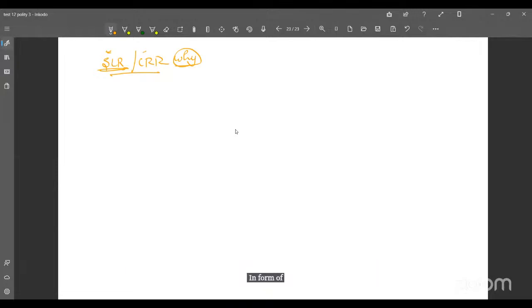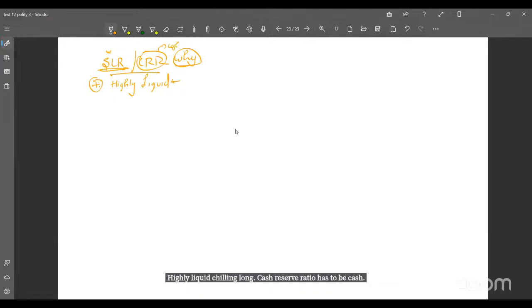இதுல இருக்கக்கூடிய முக்கியமான important clause என்ன? Important clause என்னன்னா, it has to be highly liquid. Highly liquid. சரிங்களா? Cash reserve ratio has to be cash. SLR has to be highly liquid. Highly liquid என்ன அர்த்தம்? What does highly liquid mean?